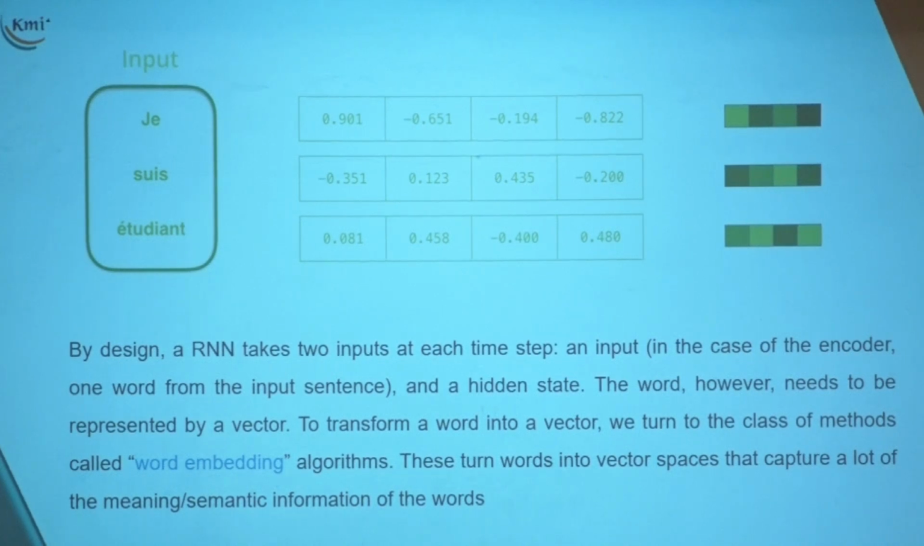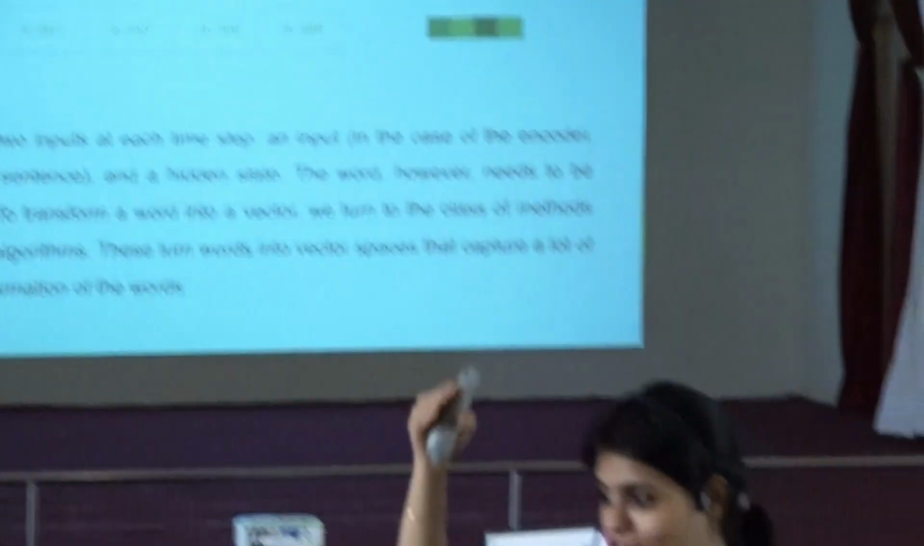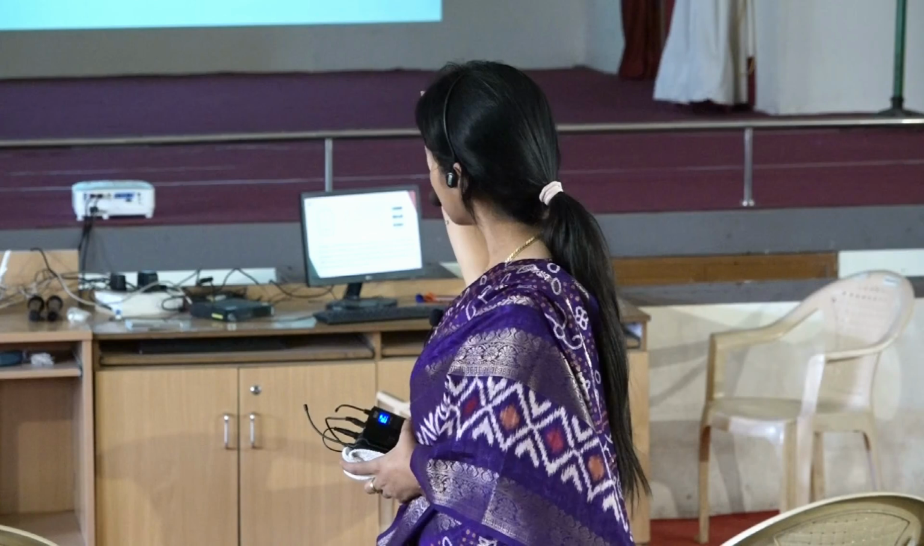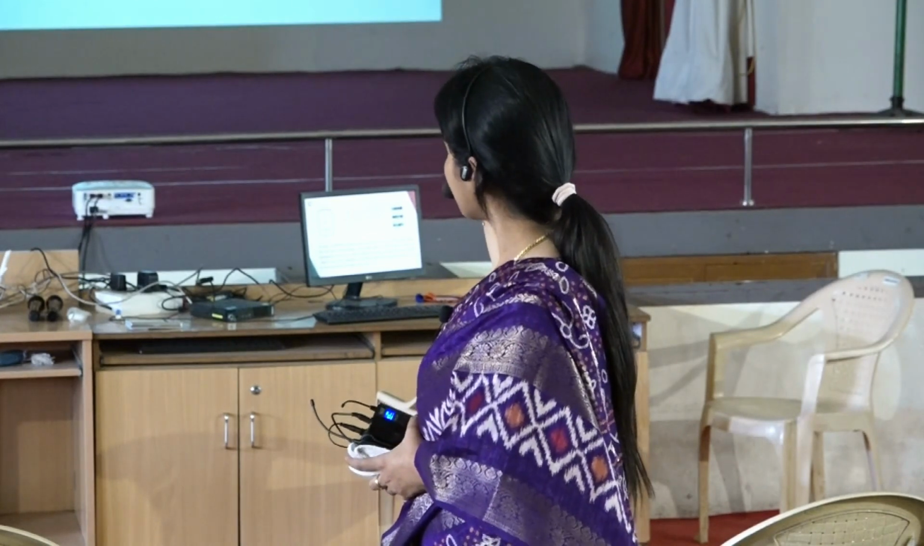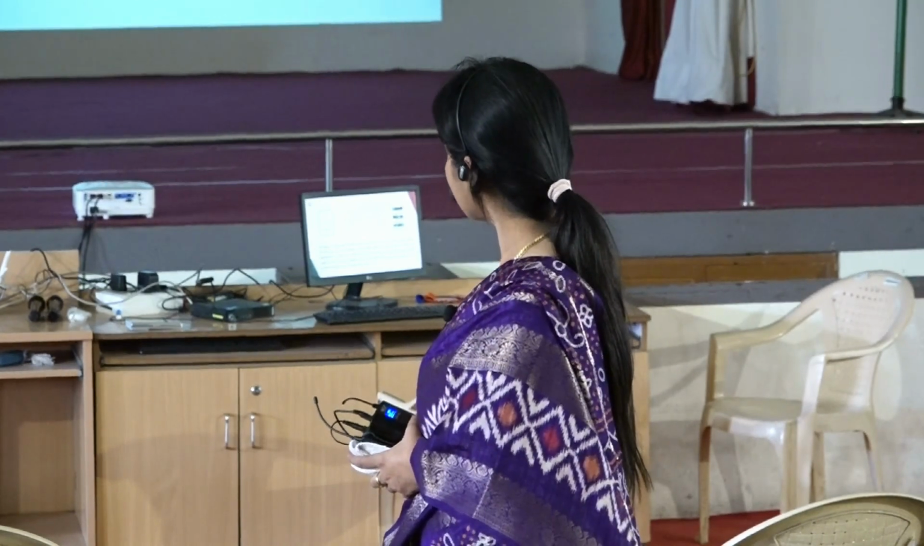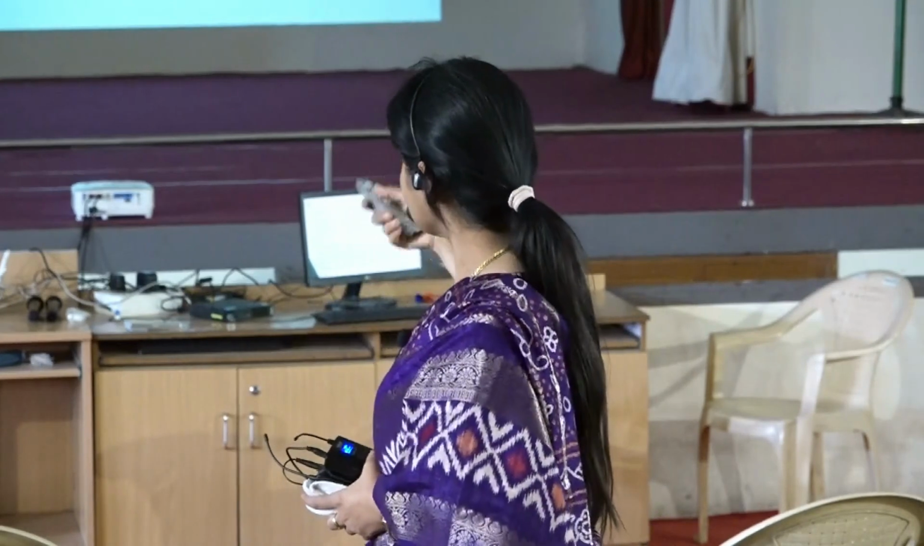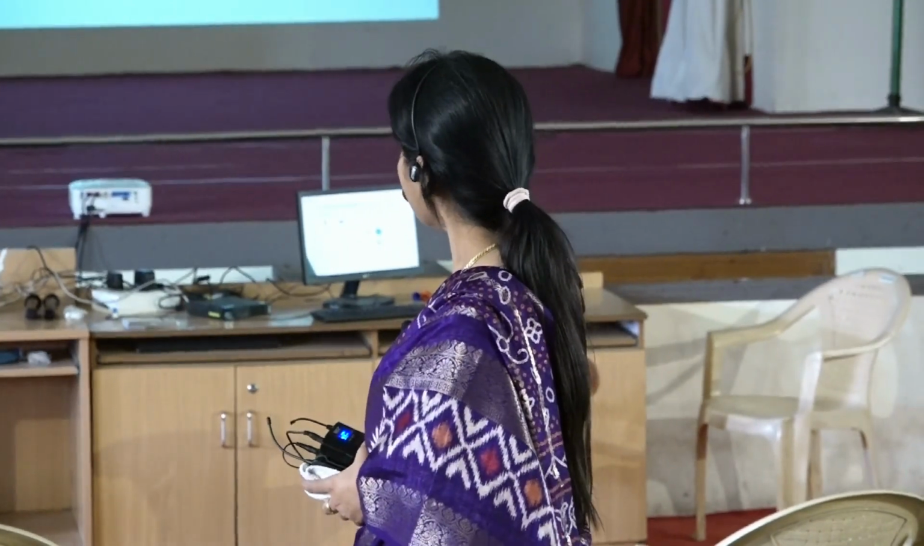In fact, the basic GPT-4 has 8192, 1024, 512 is basic. For our simple understanding, I have taken only what? Four dimensions. Okay, are you getting it? What are those four dimensions of the first word? 0.901, minus 0.651, minus 0.194, minus 0.822. These are randomly generated word vectors of what? The first word, "Je", a four-dimension vector. Okay, so using this, I'll try to generate the output.